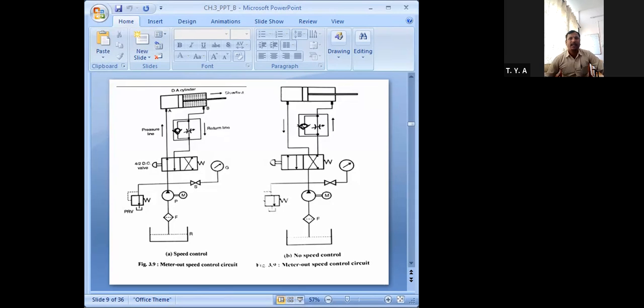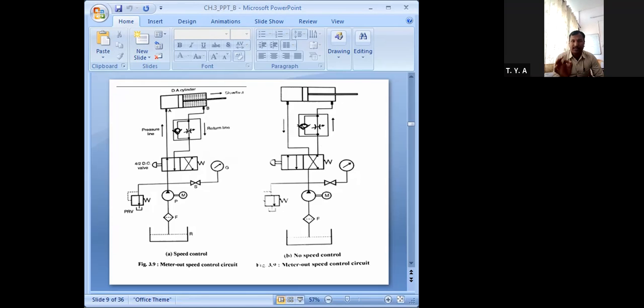Getting it? And when retraction happens, at that time fluid will go from this valve. You can see this is retraction. See the position, no speed control. Getting it? So this is a difference in the operation of this meter out circuit compared to our meter in circuit.